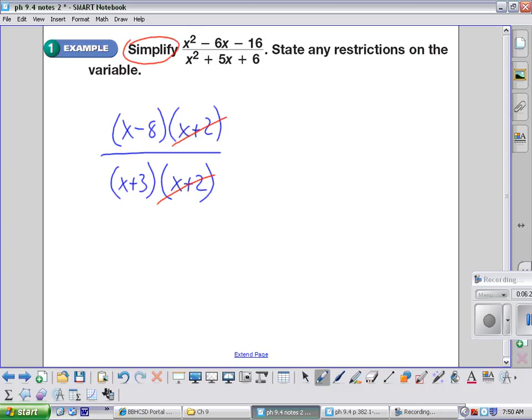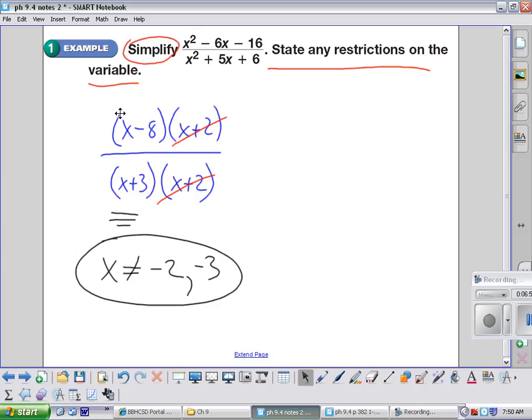Okay? State restrictions on the variable. So what have we been talking about for restrictions on the variable? Things that basically at this point should translate as things that are going to make the denominator 0. Okay? Now, even though we've canceled out the x plus 2, we still have to state x cannot be equal to negative 2. And with this x plus 3 still here, x can't be negative 3 either. Okay?